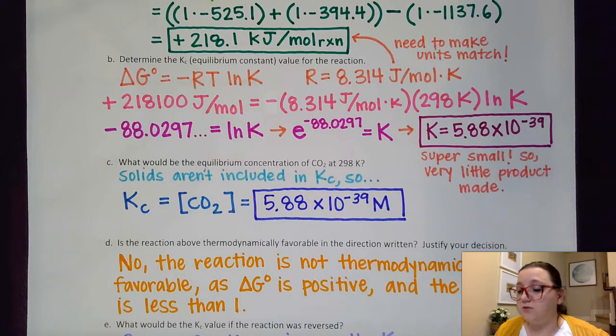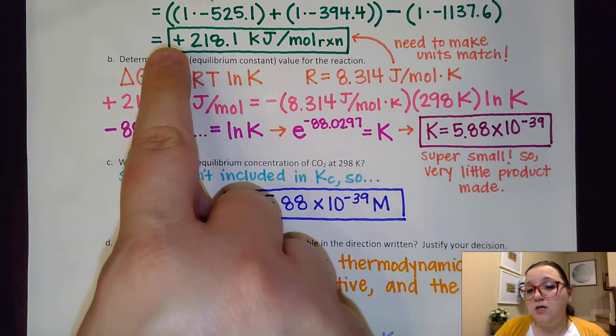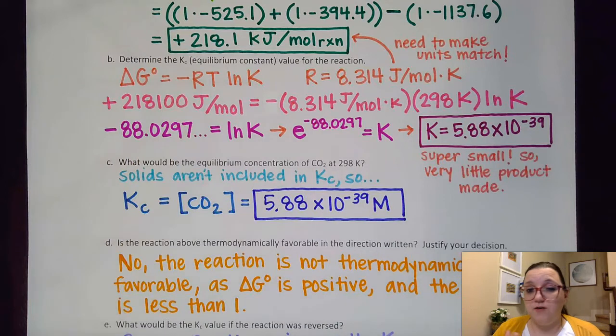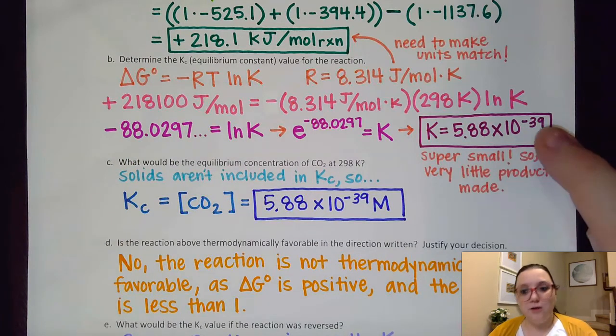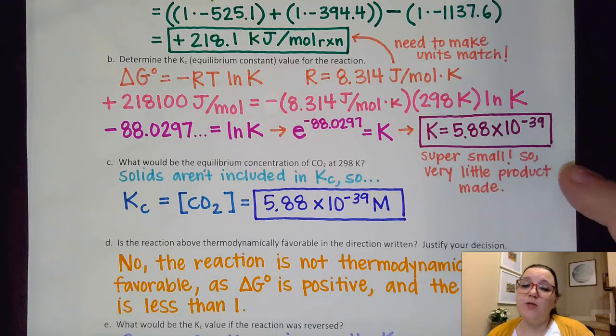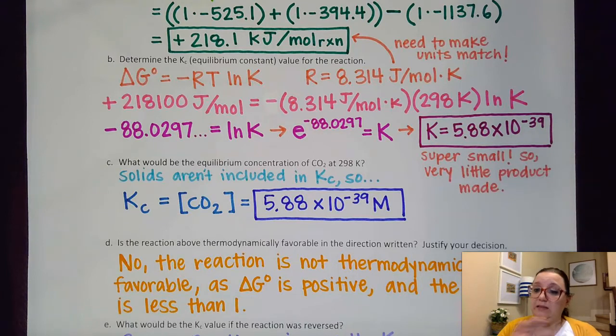Well, let's think about this for a minute. We said our delta G was positive, that this is not favorable. We said K should come out smaller than 1, and look at that, it comes out way smaller than 1, right? And look how tiny that value is. It's super small. So what that means is that we're making very little product in this reaction. It is heavily reactant favored, meaning the reverse reaction is way more favorable than this forward direction.